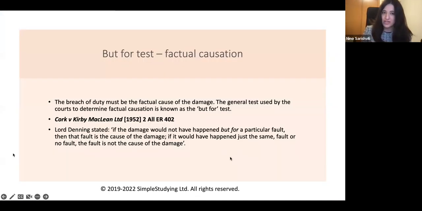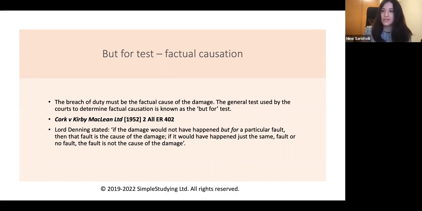There's a but-for test for the factual causation. The breach of duty must be the factual cause of the damage. The general test used by the court to determine factual causation is known as the but-for test. You can cite the case of Cork v Kirby MacLean. Lord Denning stated, if the damage would not have happened but for a particular fault, then that fault is the cause of the damage. If it would have happened just the same, fault or no fault, the fault is not the cause of the damage.